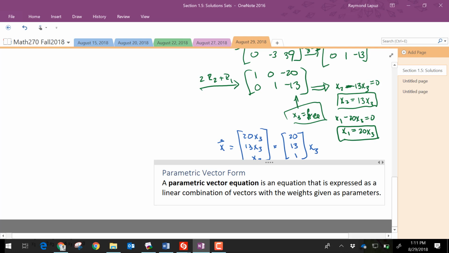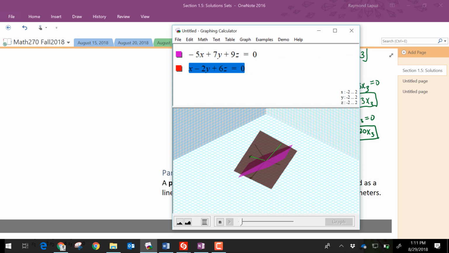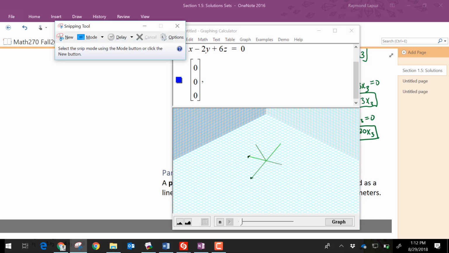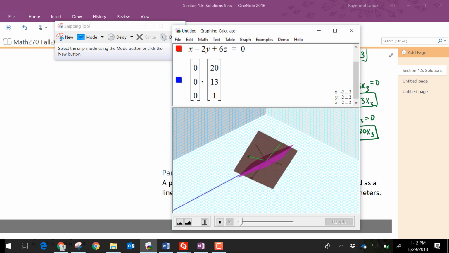So let's take a look at this. Let's take a look at the significance of 20, 13, and 1 as a solution to our system, and look at this in terms of the graph. So let's take a look at a vector, and a vector going from the origin to 20, 13, and 1. That's kind of hard to see.